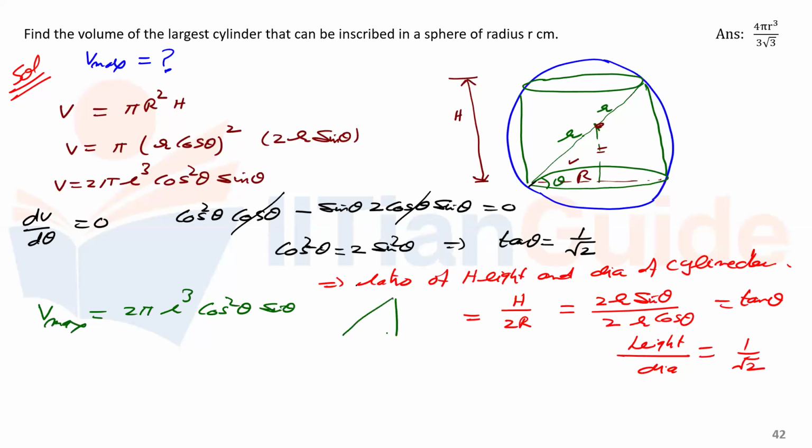Just draw a triangle. I have already done all these things before. Okay. Take this angle to be theta. Tan theta I have got 1 by root 2. This side is 1, this side is root 2, and this side becomes root 3, according to Pythagoras. Now just put the values. 2 pi r cube, cos square theta we can say is 2 by 3, and sin theta we can say is 1 by root 3. So the maximum volume I am getting is 4 pi r cube divided by 3 root 3. That is my answer, and that I think we had to prove. Let me check it. 4 pi r cube upon 3 root 3. That we had to prove.